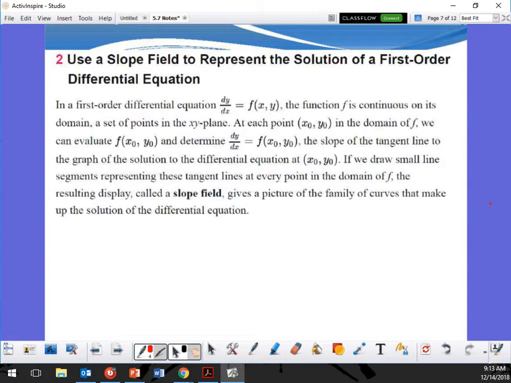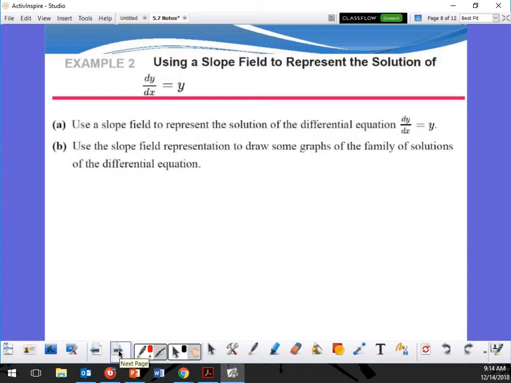These are all possible different values of c. That's basically it. We're plugging in x and y and finding all possible different values of c. Use a slope field to represent the differential equation dy/dx equals y, and draw some graphs of the family of solutions here.